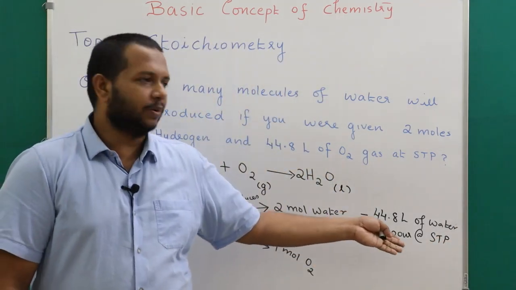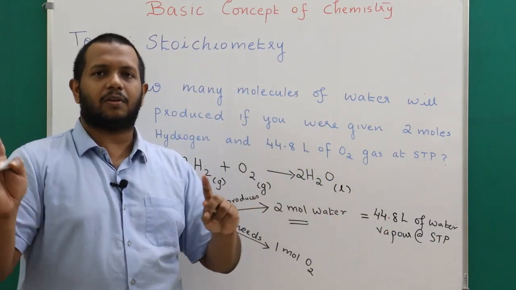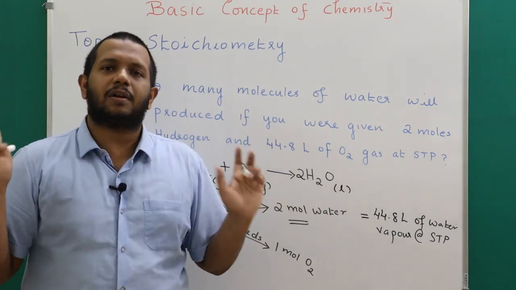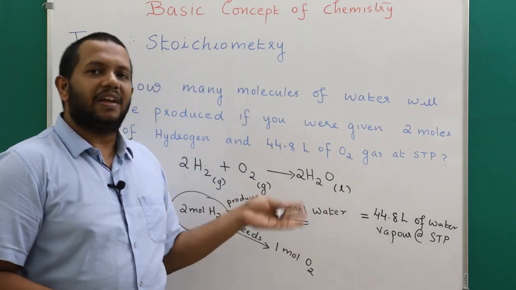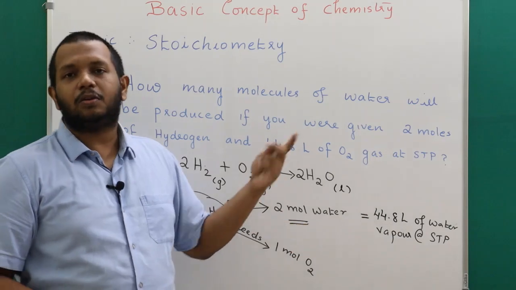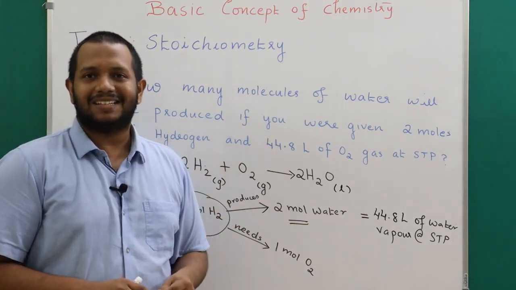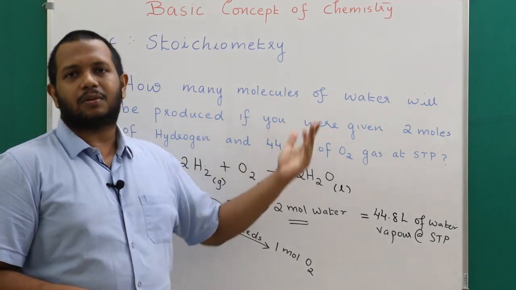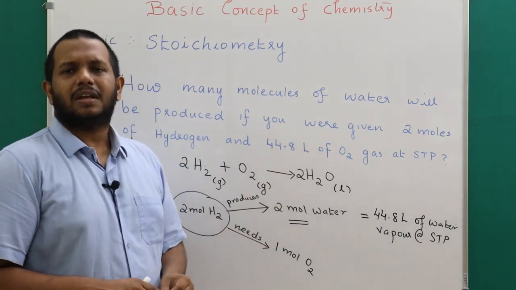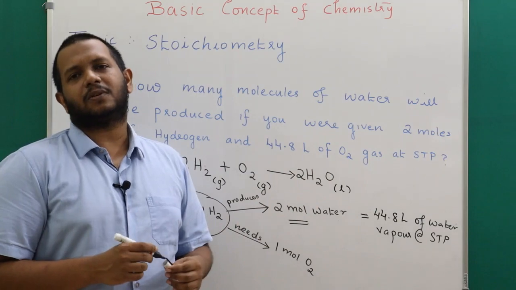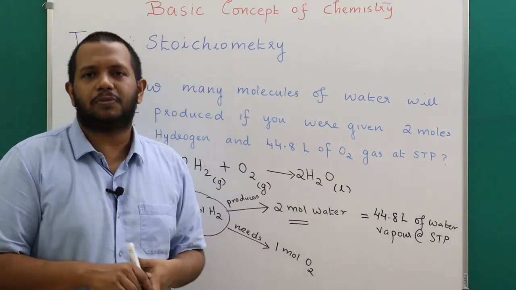Understood? Number of molecules we already found out: 1 mole means Avogadro number, 2 mole means 2 times Avogadro number. This is the way they can create the question and make you do it. Understood? I have almost explained all possible methods. Now we will go to the next questions, different types of questions, and practice them so that it becomes more comfortable for you.